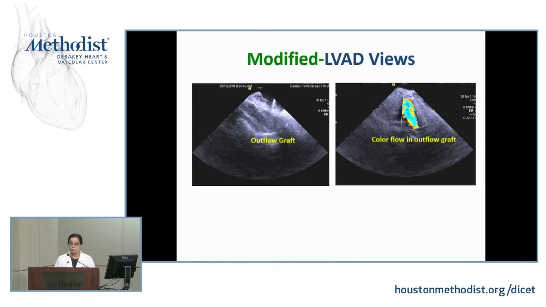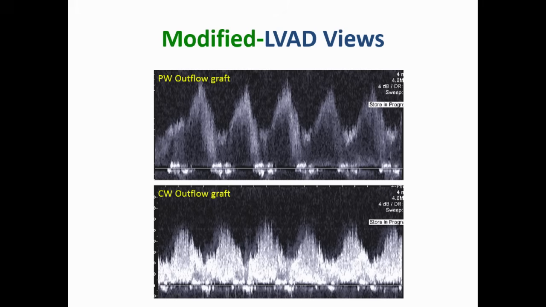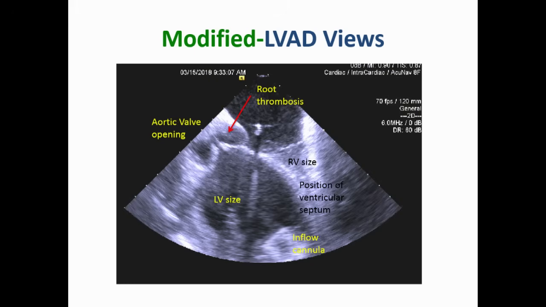The one thing that was beautiful about ICE was the outflow graft, and I have some moving images also. As you can see, we could actually see the outflow graft, and then you can see color Doppler, and we could actually run pulse wave and continuous wave through this, which is beautiful images. When you're navigating the outflow graft with the ICE catheter, you can see most of its length. This is the outflow graft, pulse wave and continuous wave. And it's not just this one image that is nice. We always had nice images of the outflow graft. That was beautiful on the ICE.